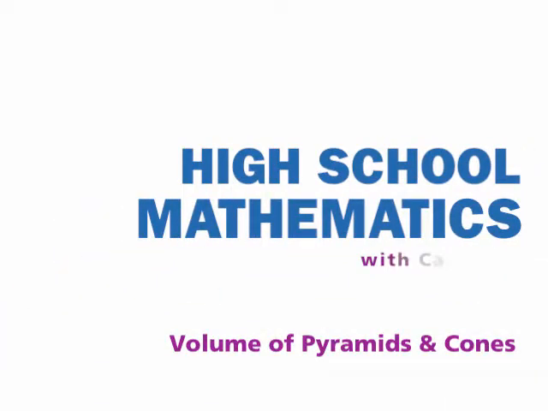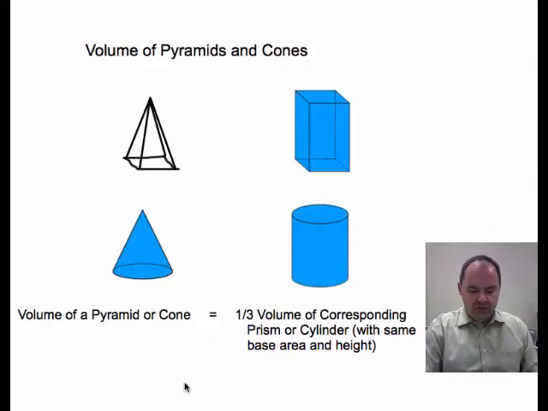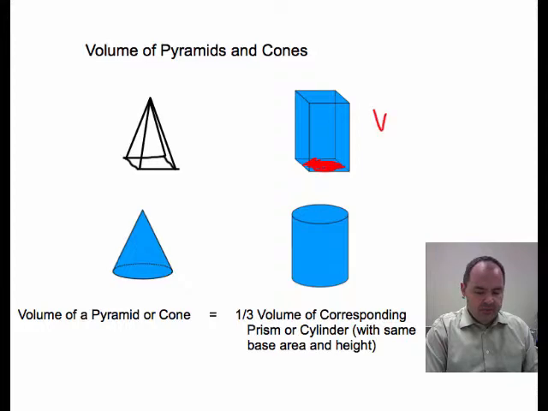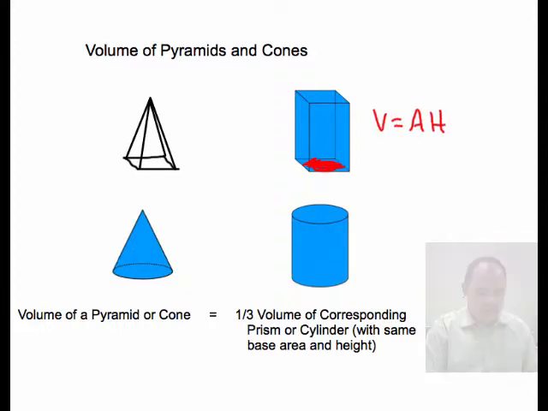Today we're talking about volumes of pyramids and cones, and from the past you know that in a cylinder such as the one here, the volume can be calculated by taking the red section, which is the area of the base, and multiplying by the height of the object. The red is the area of the base and the height of the object is as so.